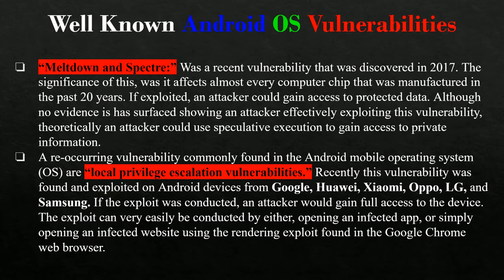Some of the more common recent vulnerabilities that I found in Android are Meltdown and Spectre. And Meltdown and Spectre are not exclusive to Android. It was a huge issue with PCs in general, because it was an issue related to the CPU, the ARM chips, and pretty much any chip made in the past 20 years. If exploited, it gave an attacker the ability to gain private information located on that computer, or in this case, Android.